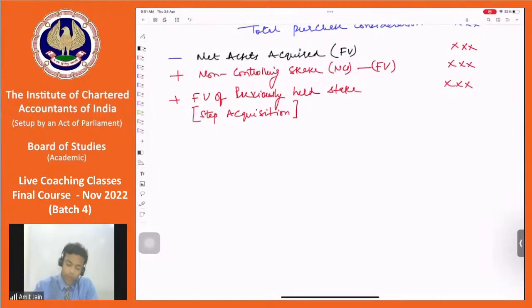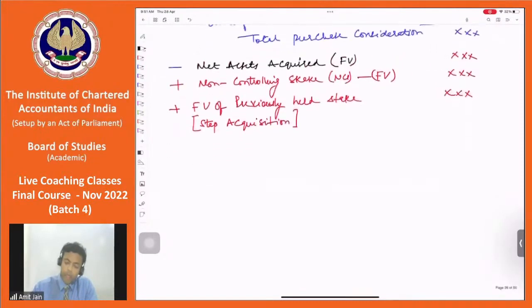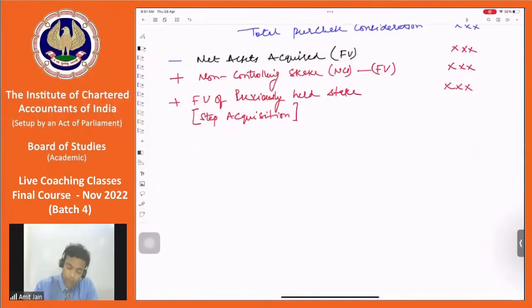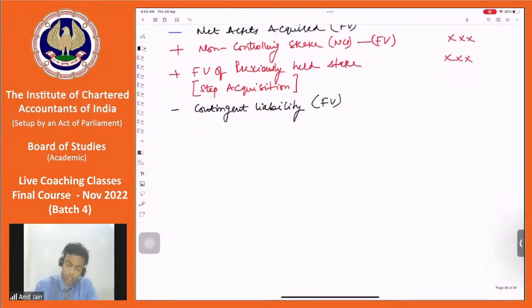Then what we have said, then we will recognize contingent liability, right? We said that we will recognize contingent liability. At what value? Fair value. Then if we recognize contingent liability, we need to check if the indemnification asset exists or not.